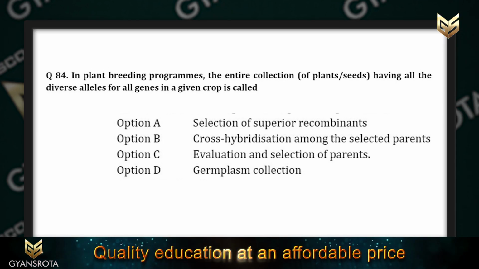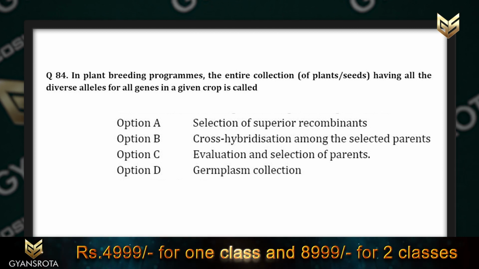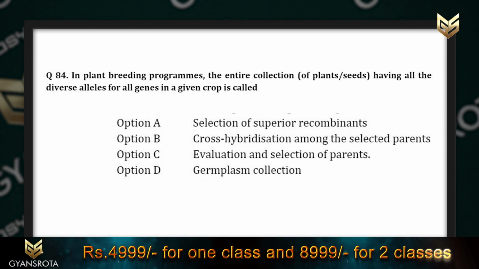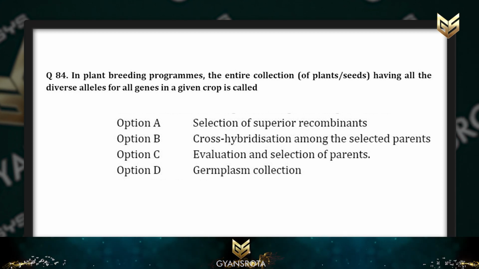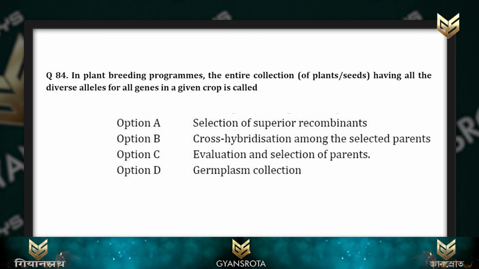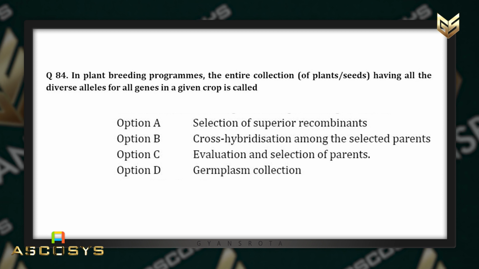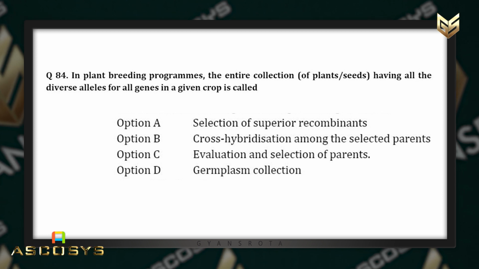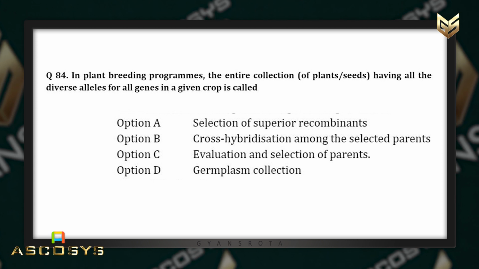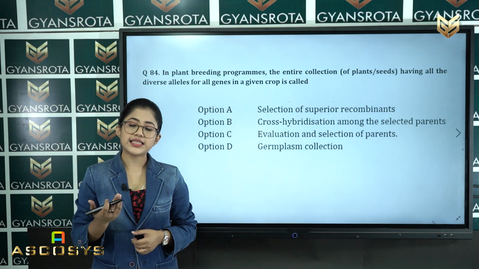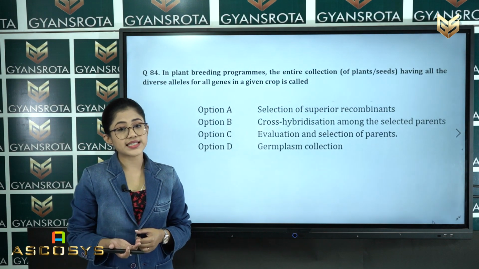In plant breeding programs, the entire collection of plants or seeds having all the diverse alleles for all genes in a given crop is called option number A, selection of superior recombinants, option number B, cross hybridization among the selected parents, option number C, evaluation and selection of parents, and option number D, germplasm collection. Student, this is from the chapter Biotechnology Principle and Process. So, what is the correct answer?